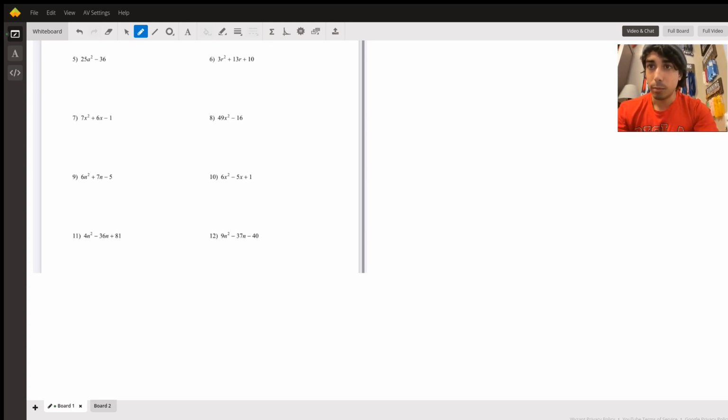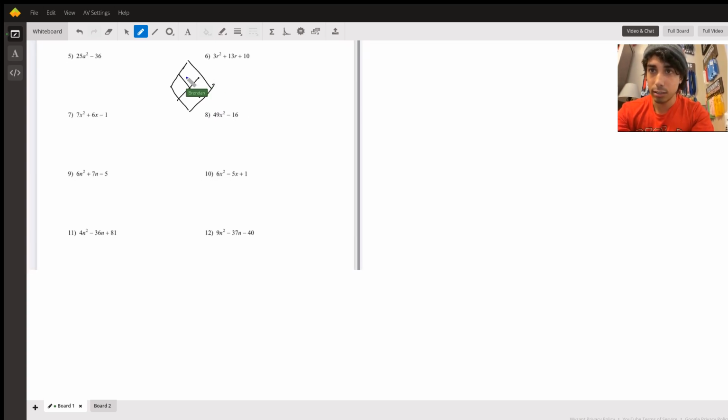Okay, so first thing we're going to do, we're going to set up the diamond on number 6 right here. If you remember, what goes up top is going to be B, 13. And then what goes down in the bottom is A multiplied by C, A times C. So that's going to be a 30.